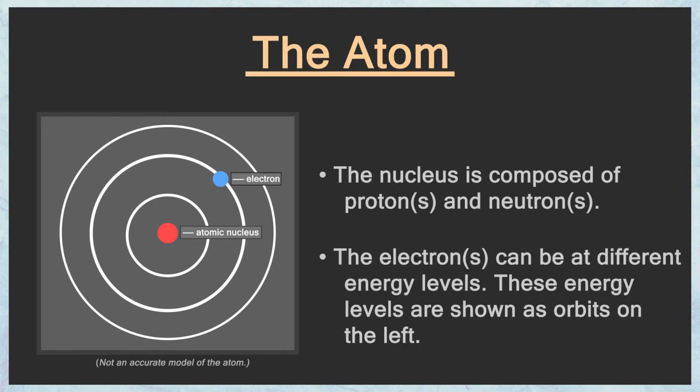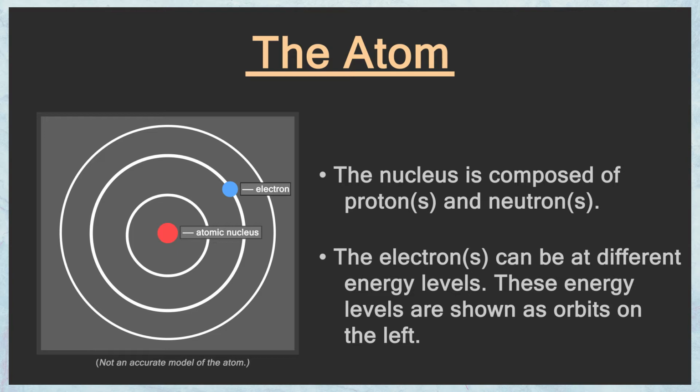In order to reach or jump to a higher energy level, an electron must absorb a specific amount of energy. If an electron wants to reach or jump to a lower energy level, it must release a specific amount of energy. This process is known as an atomic electron transition.